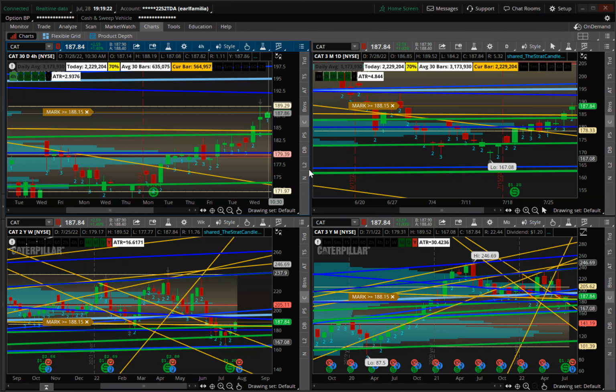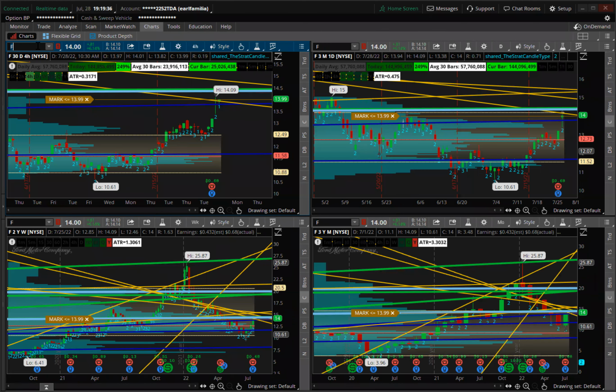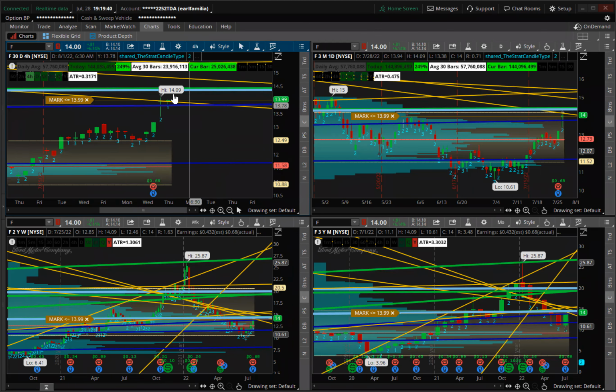AMC, we looked at. Ford, we looked at as well. We saw Ford as a potential one to take. Ford looked good, just to glance at it. We closed above that BF on Ford and got up, and it looks like potentially we could get up and try to test this BF.